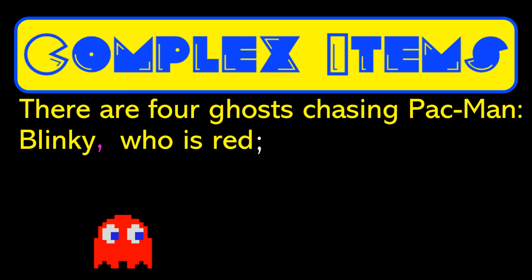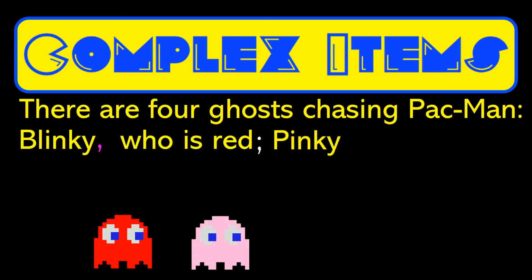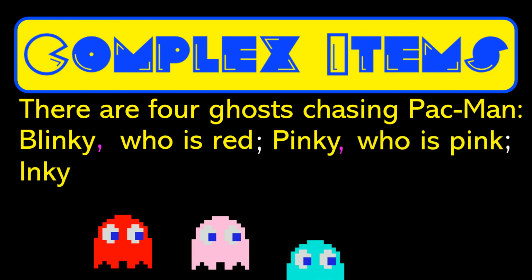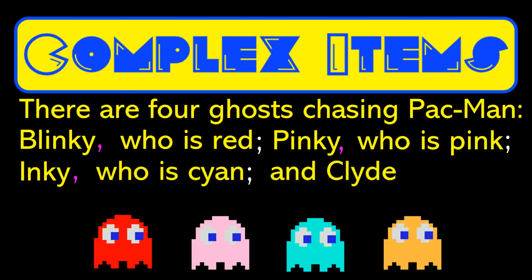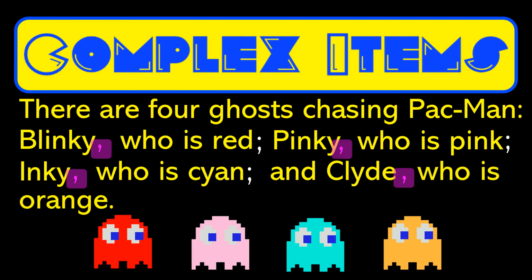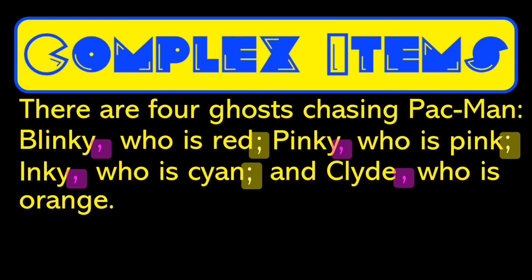Blinky, who is red; new item, Pinky, who is pink; Inky, who is cyan; and Clyde, who is orange. Now when you look at the full list, you can see we have 4 commas and 3 semicolons. And if we use the commas in each instance, the reader would quickly become confused as to which comma is doing what. And that's why we want to use the semicolons to separate complex items in a list.